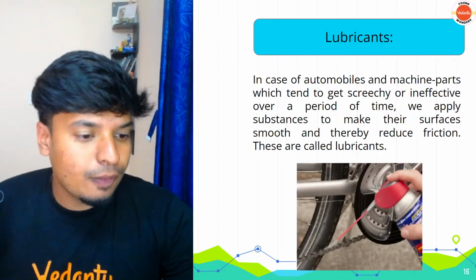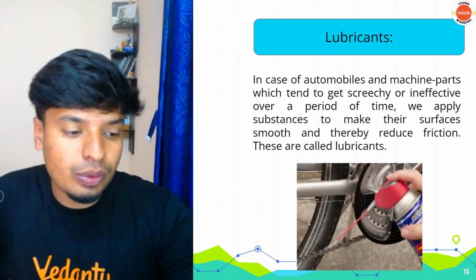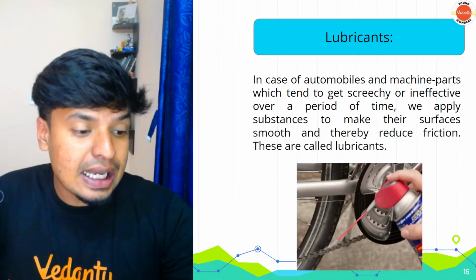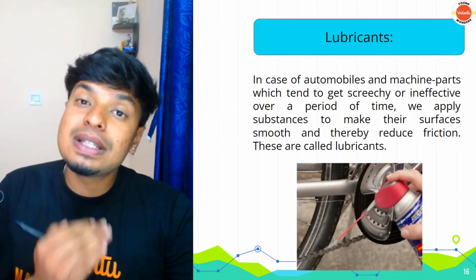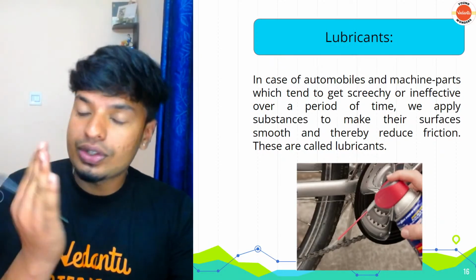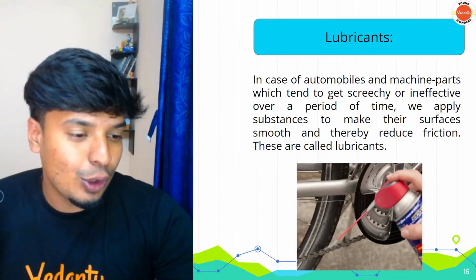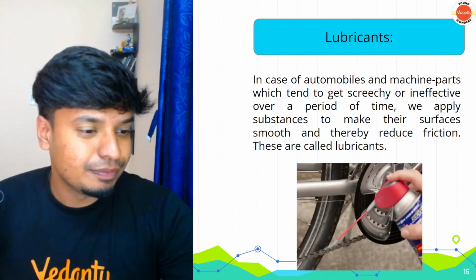Sir, how does the brake of the cycle work? Because of static friction, beta. We will learn about it. Will it be less? Yes. When we add lubricants, the friction becomes less. That is why we add oil to the doors to reduce the friction. Okay, understood?